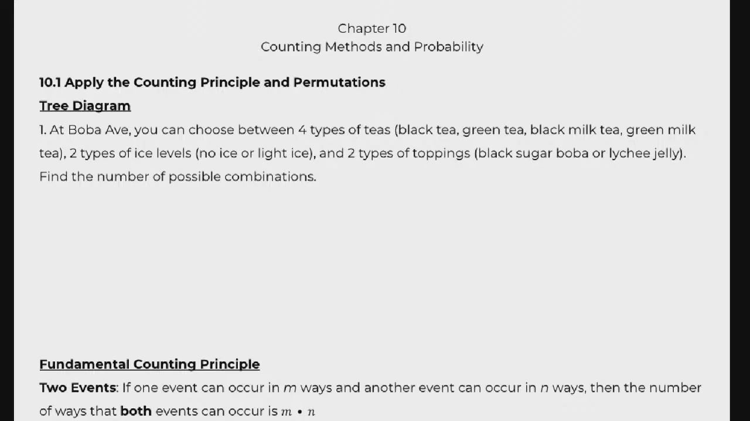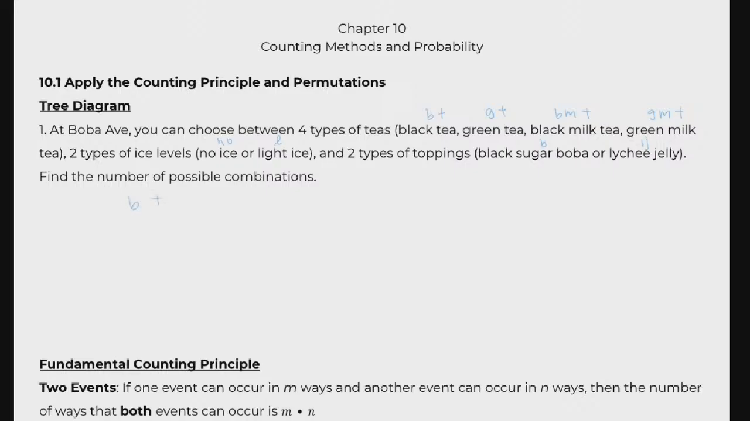At Boba Ave, you can choose between 4 types of teas: black tea, green tea, black milk tea, and green milk tea. 2 types of ice levels. I'm going to write N and L for no ice and light ice, and 2 types of toppings: black sugar boba and lychee jelly. And we want to create a tree diagram to find the number of possible combinations.